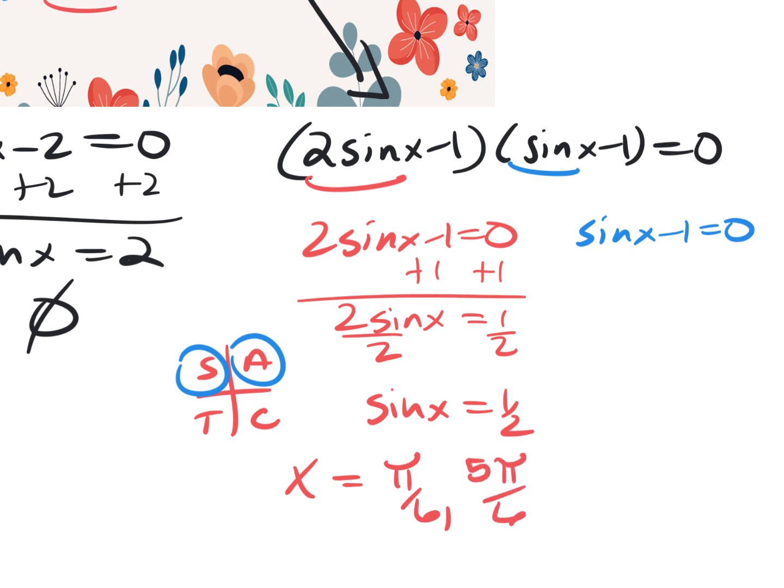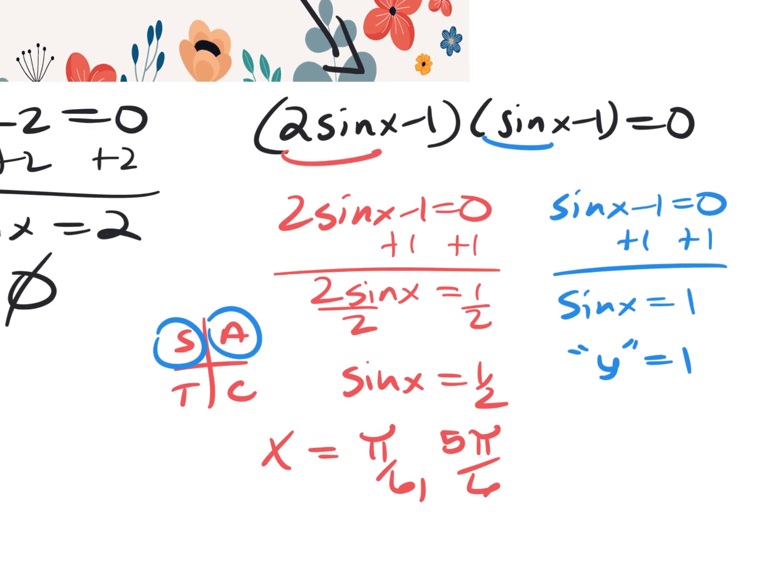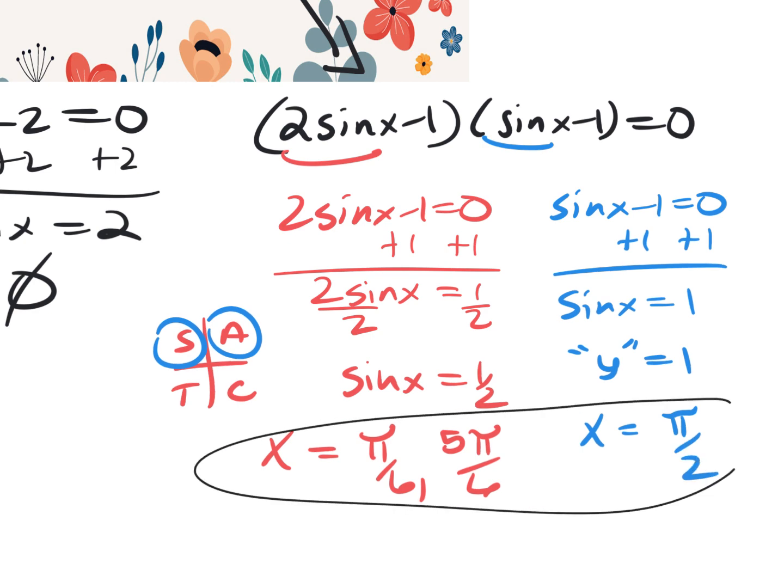You'll look up at your unit circle. The blue one, I'm looking to see where my y value will equal 1. So I'm looking for a y equal to 1, and that comes from the quadrant angles again. Same answer I got up above. It's just going to be pi over 2. So your 3 angles are pi over 6, 5 pi over 6, and pi over 2.